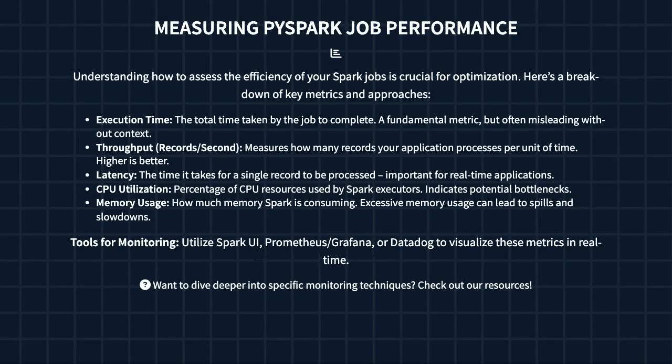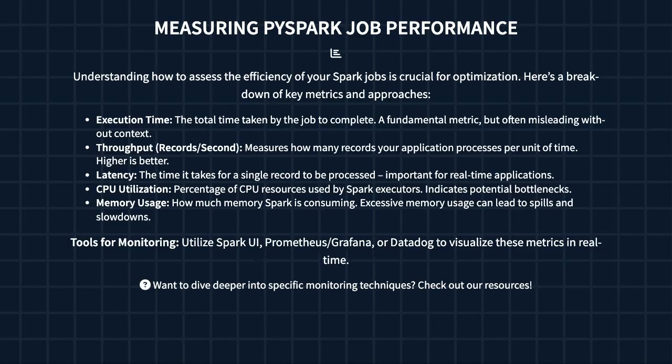Okay, let's talk about how we actually know if a PySpark job is running smoothly. It's not enough just to run it and hope for the best, right? We need data. First, there's execution time, simply measuring how long the entire job takes to finish. But be careful, because that can be misleading. Then we look at throughput, which tells us how many records our application is actually processing per second. That's a good sign of efficiency.